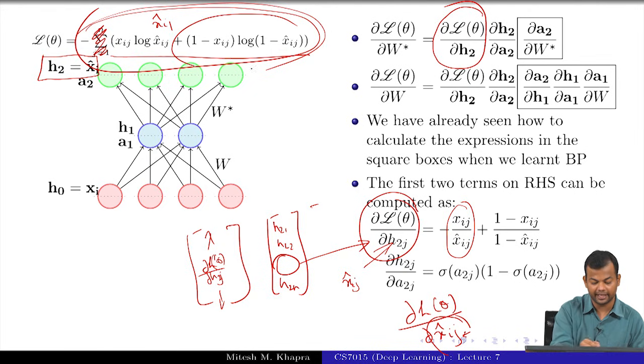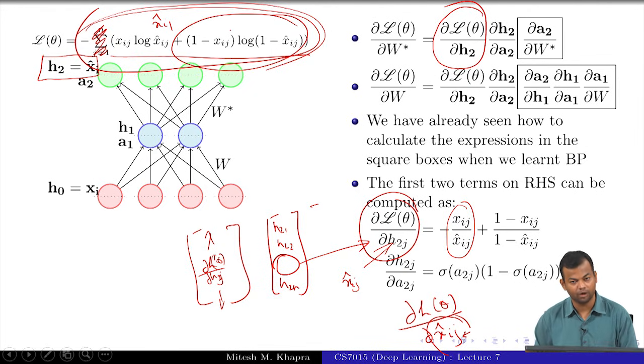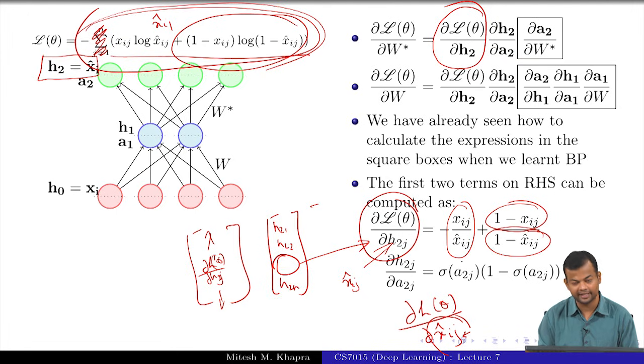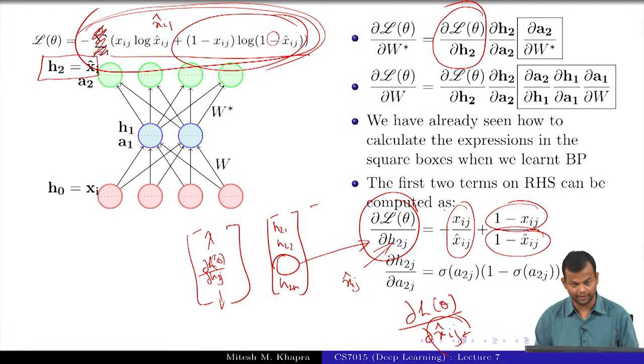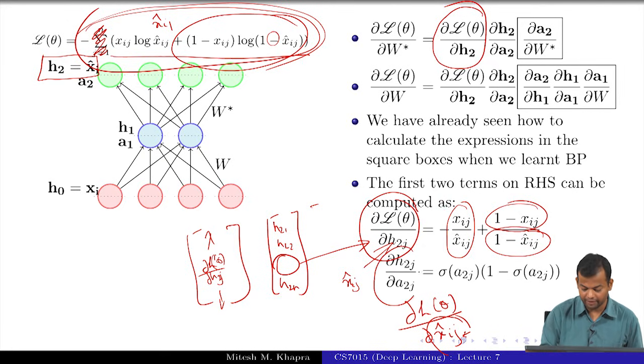And similarly for the second guy, this is 1 minus a into log of 1 minus x. So the derivative is going to be 1 minus a over 1 minus x. And of course there is this minus sign here, which will then get adjusted appropriately, right. So that's how this expression has been computed. That's very straightforward. And now I also need the derivative of h2j with respect to a2j.